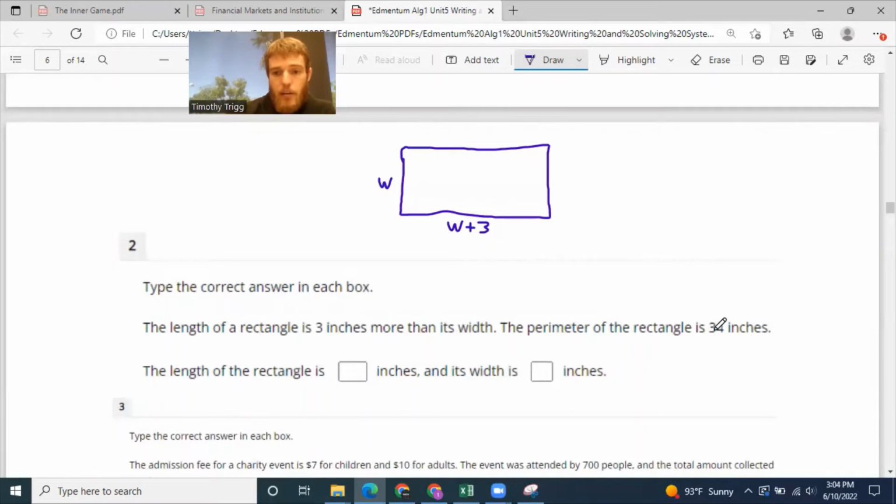Now the perimeter of the rectangle is 34 inches. So perimeter means I'm adding up all the outside edges. So the perimeter of any shape is you're adding up the outside edges. So this top edge is also the same as the bottom edge, right? And this right is the same as the left. So the perimeter in this case would be W plus 3 plus W plus W plus 3. So if I add all that together, that's 4 W's plus 6. And according to this, the perimeter is 34 inches.